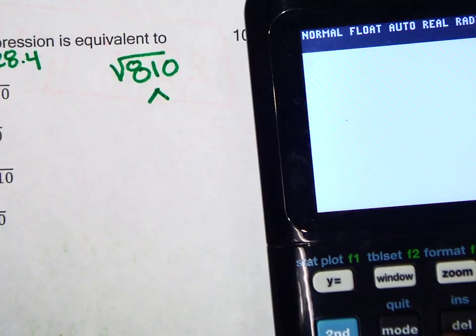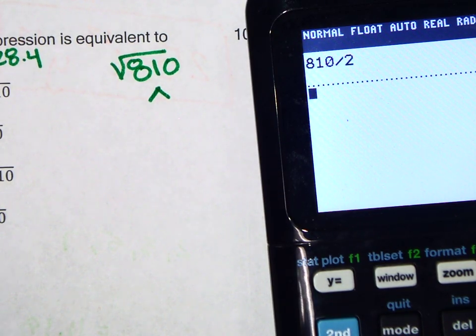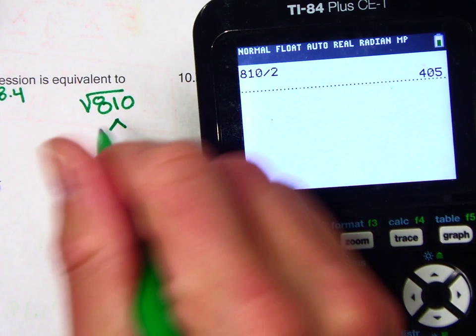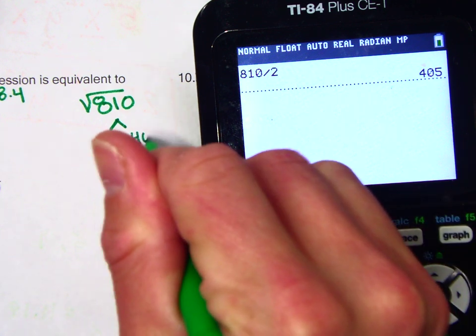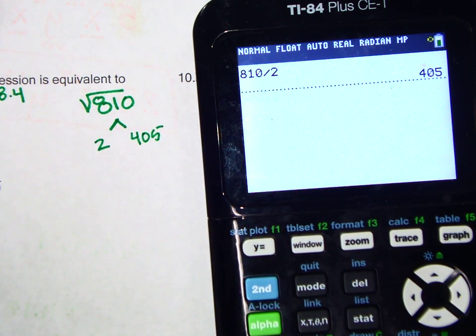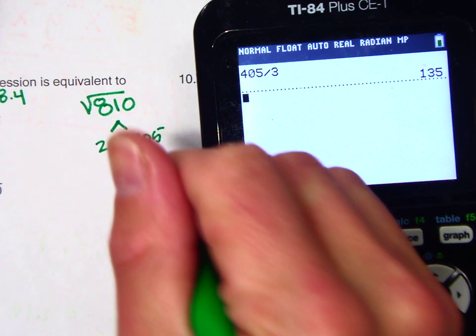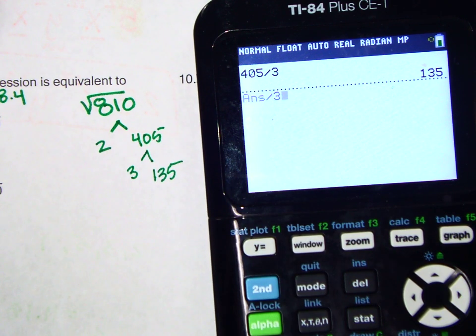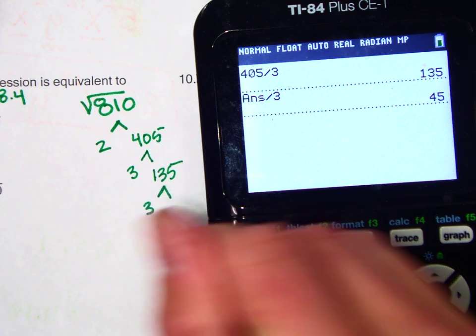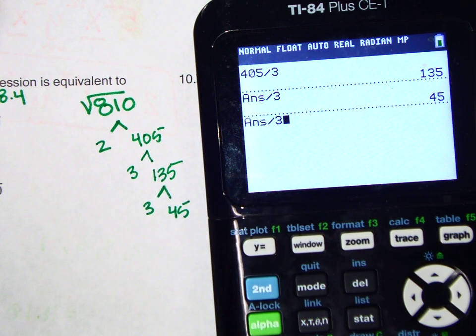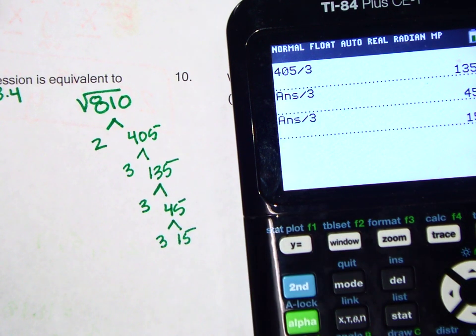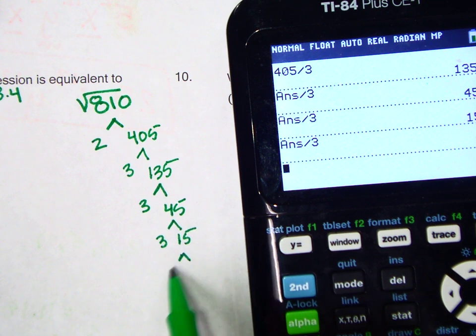All right. 810. I'm going to divide it by 2. I'm going to zoom out a little bit. All right, so I get 2, 405. 405 doesn't divide by 2. So let's try 3. It works with a 3. 3, 135. And then that divides by 3 again, 3 and 45. And that divides by 3 again, 3 and 15. And that divides by 3 again, 3 and 5.